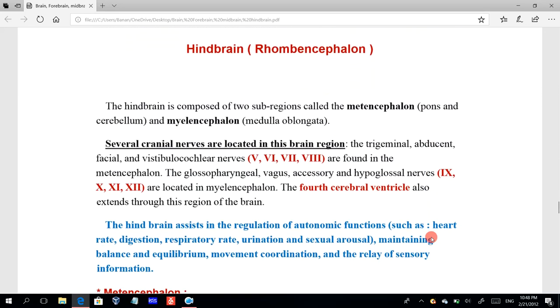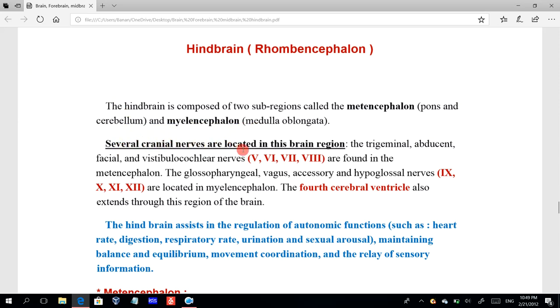The last division is the hindbrain, which is also called rhombencephalon. The hindbrain is composed of two subregions, which are called the metencephalon, which is the pons and cerebellum, and myelencephalon, which is the medulla oblongata. So we know that the hindbrain is composed of three important structures: the pons and cerebellum and the medulla oblongata. The pons and cerebellum are called metencephalon, and the medulla oblongata is called myelencephalon.